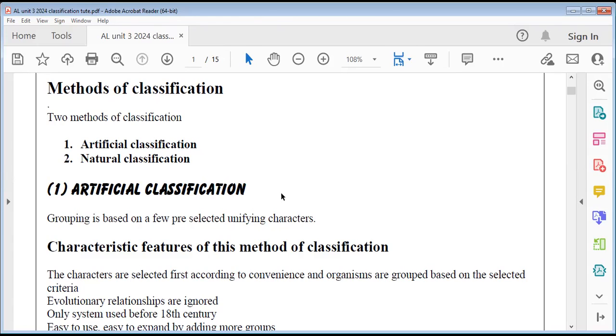For a simple example, in 1994, I think, in the zoology exam paper, there was one question: which one of the following are evolutionarily related? I can't remember all the answers. It's a very old question.